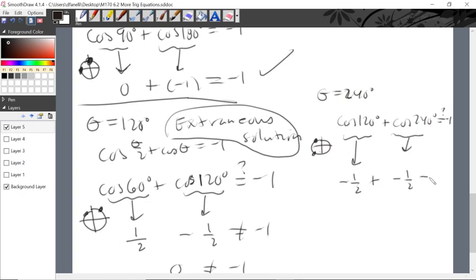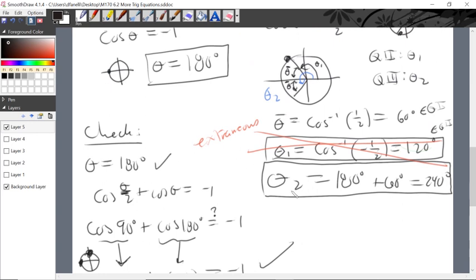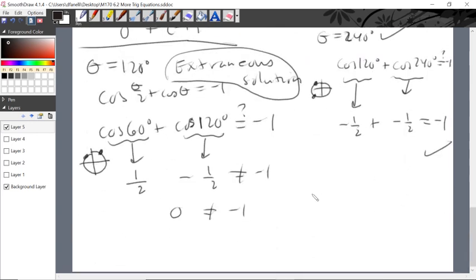Okay, and those do in fact add up to equal negative 1, so that's correct. So 240 degrees was a correct solution. Okay. 180 degrees was a correct solution. Okay. So in the end, the true solutions that we found from 0 to 360 degrees, we found theta is equal to 180 degrees and theta is equal to 240 degrees. Those are the only solutions from 0 degrees to 360 degrees for the given equation.